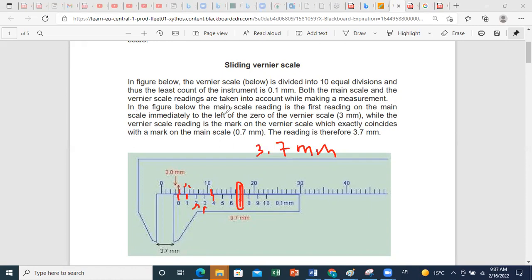Okay, so in summary, here you have the summary of the method. In the figure below, the main scale reading is the first reading on the main scale immediately to the left of the 0 of the vernier scale, which was 3 millimeter, while the vernier scale reading is the mark on the vernier scale which exactly coincides with a mark on the main scale, which is 0.7 millimeter. And therefore, the total reading is 3.7 millimeters. Let us take another example.